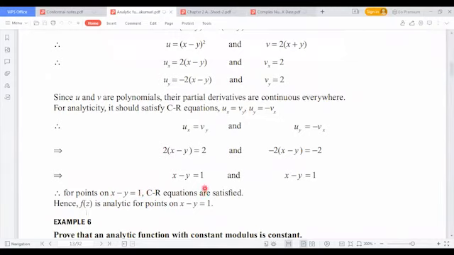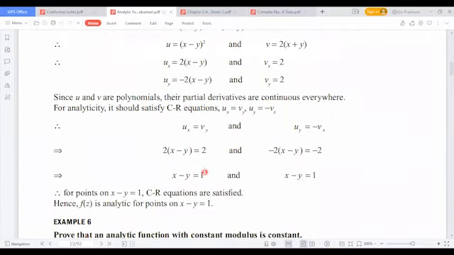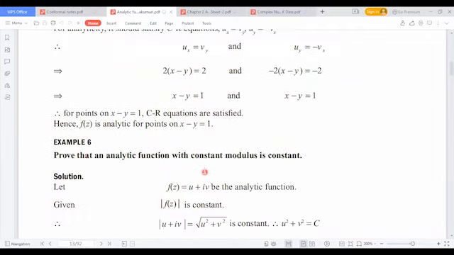Hence, we say that f(z) is analytic for the point where x minus y equals 1. Can you do this? It's very easy. We just have to find the partial derivatives and satisfy the Cauchy-Riemann equations.